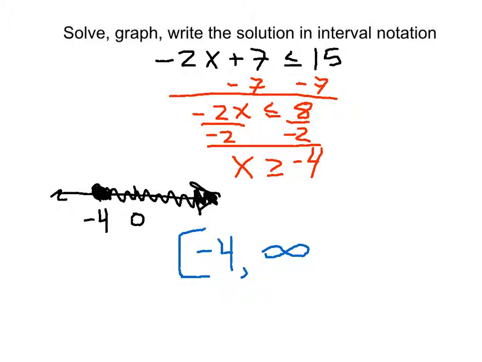The last thing we have to be careful of is, you may be saying, well, we want to put a bracket because infinity is included. Well, infinity really isn't a number, so we can't include it. We can't say infinity is shaded because it's not a number on the number line. So always with infinity, we will always use a parenthesis. Always use a parenthesis with infinity. Let's look at another example.